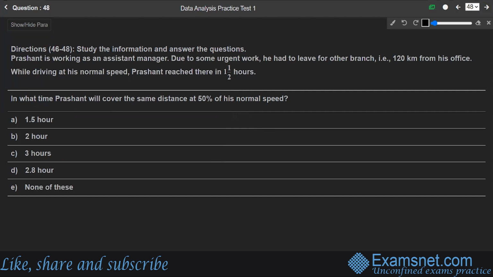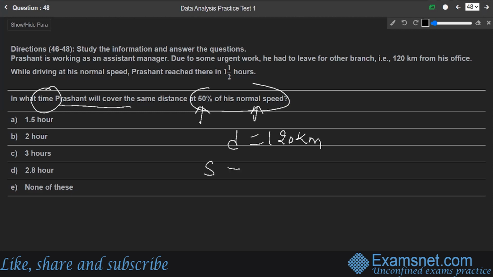Okay, let us go for the next one. The same question continues. There he is asking in what time Prashant will cover the same distance at 50% of his normal speed. Now we have to calculate time, but we know the distance value that is given as 120 kilometer. What else has been given to us? 50% of the normal speed.